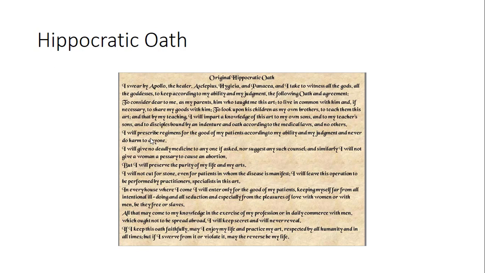And then the next line says, "I will give no deadly medicine to anyone if asked, nor suggest any such counsel. And similarly, I will not give a woman a pessary," which was like a vaginal suppository, to cause an abortion. So you can again see this promise to not use certain kinds of medicines. And also, I should say that while some medicines overlapped with foods, poisons were also considered to be pharmaca. And so here again, you see the physician promising not to use poisonous medicines for patients. So those are some elements of the Hippocratic Oath that reflect what we've just talked about in terms of Hippocratic medicine.